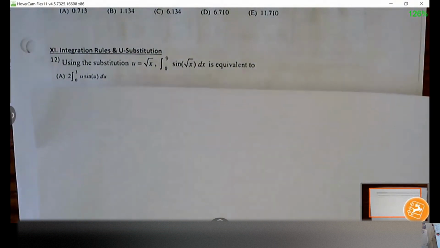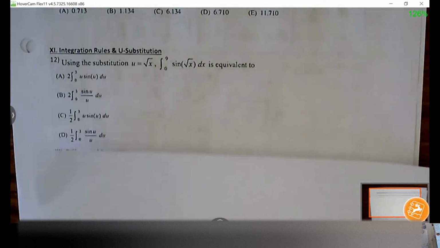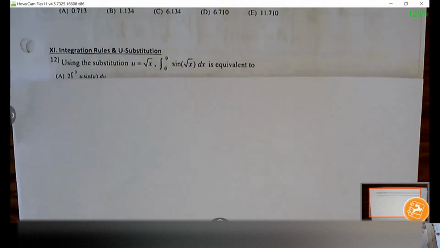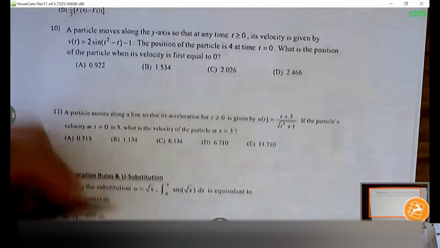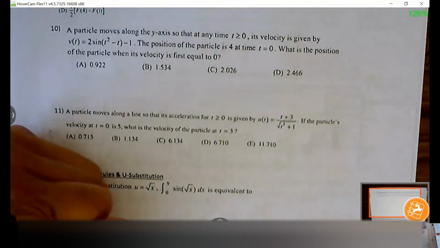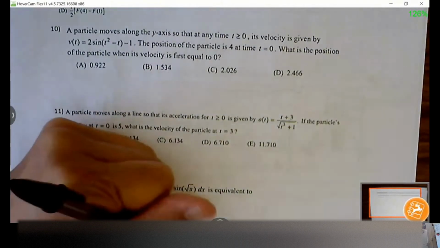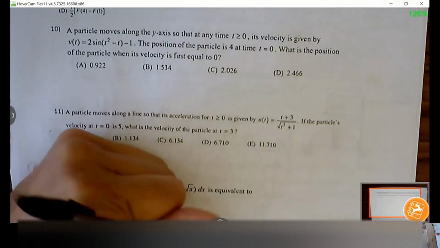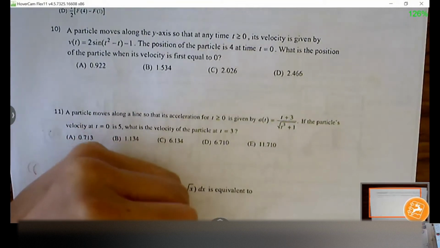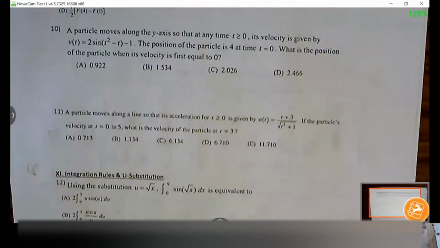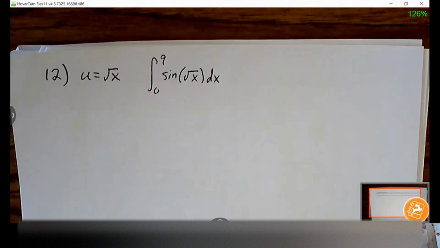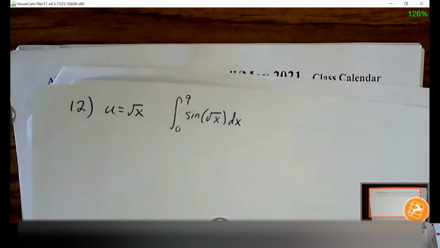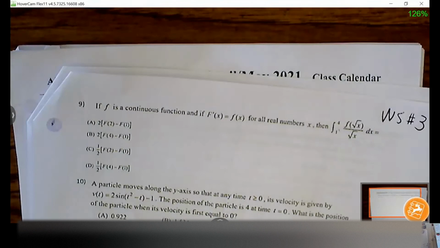Okay, so now they're telling you what to use for substitution. There's a little bit of messiness involved here, just a little additional step. So here's number 12. They're telling us to use substitution. Oops, I wrote out the problem wrong. Oh yeah, that's right. Okay.